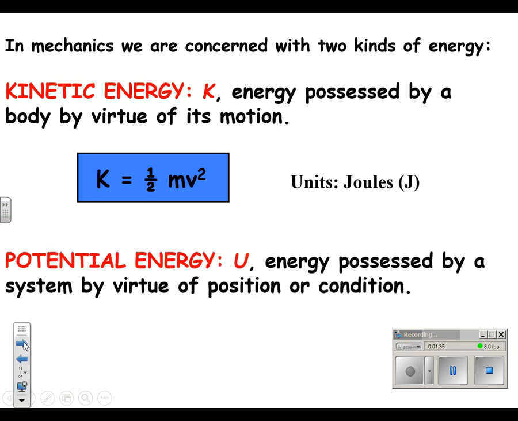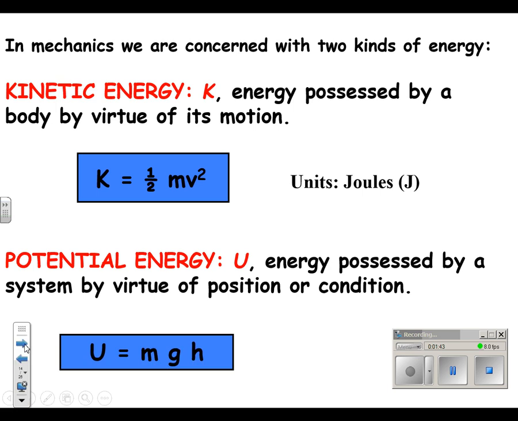The other one is potential energy, which on your formula chart is listed as U, and it's energy possessed by just its position or its condition. And for gravitational potential energy, we'll have mass times gravity times height. And again, its units are also in joules because it's really just a form of work.